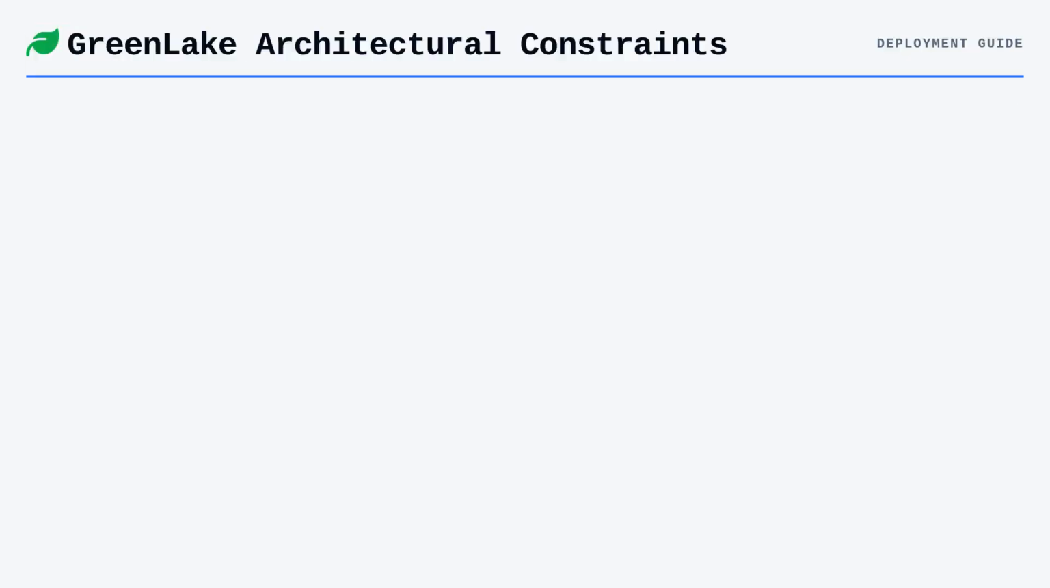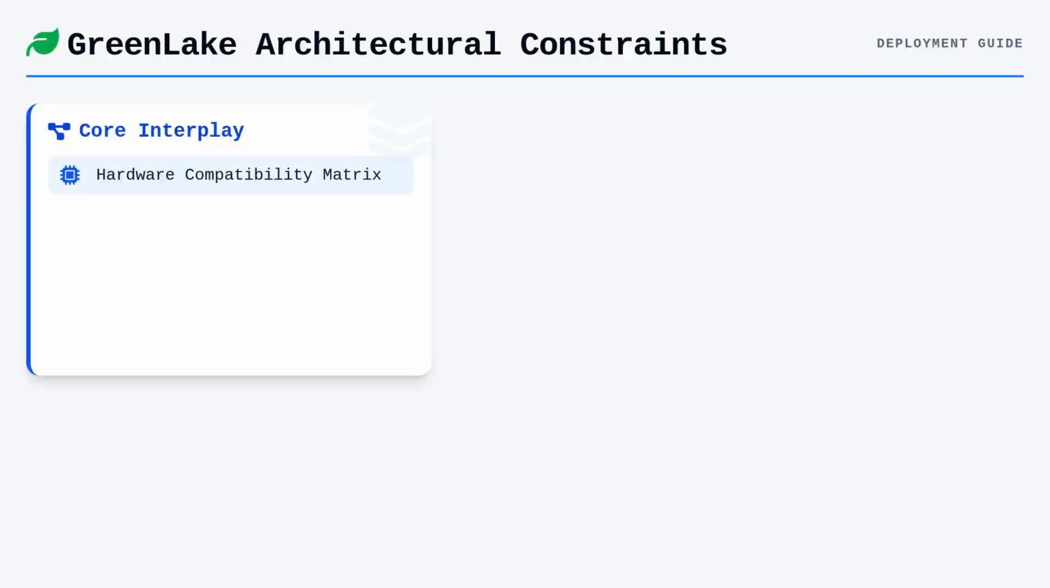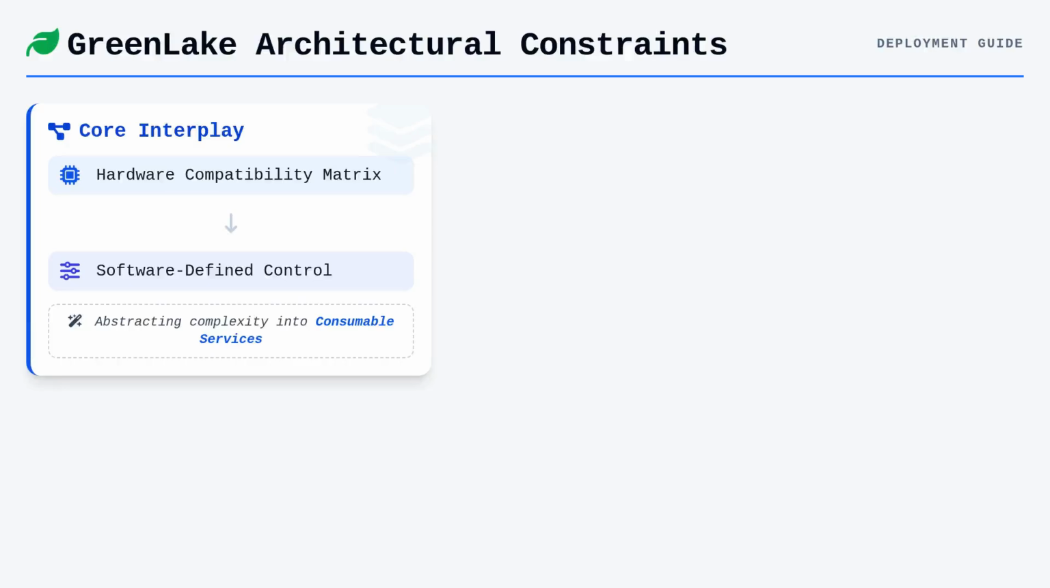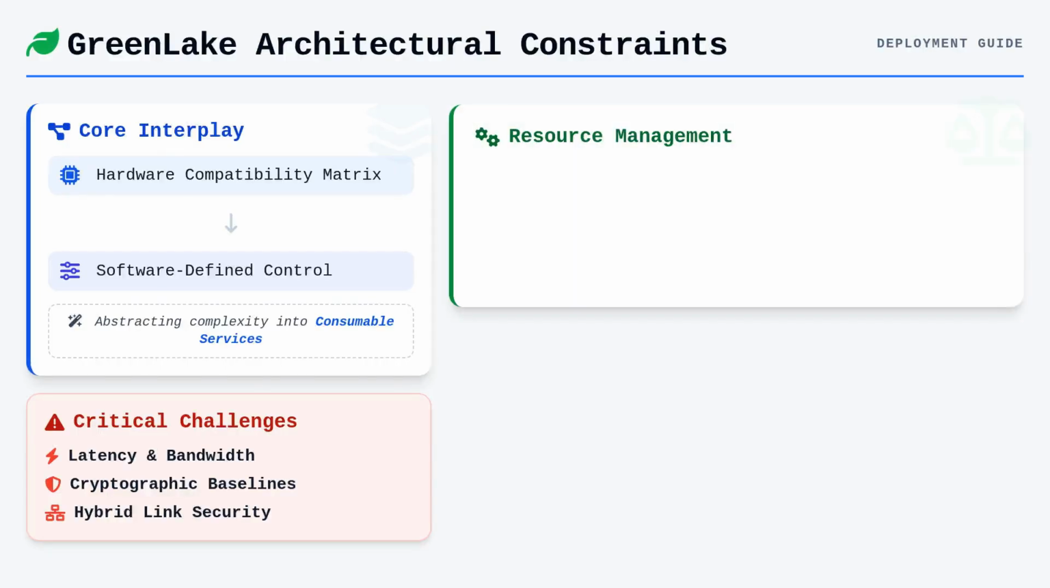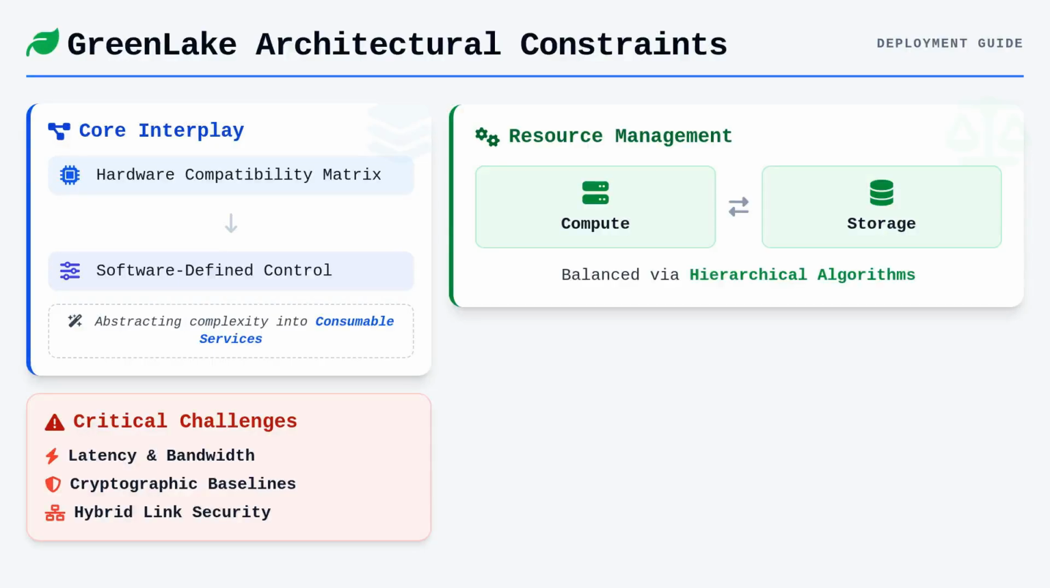To effectively navigate the architectural constraints inherent in a GreenLake deployment, you should focus on the interplay between the hardware compatibility matrix and the software-defined control mechanisms. The agility of this model depends on the ability of the platform to abstract complex hardware configurations into consumable services. When configuring these architectures, practitioners often encounter challenges related to latency, bandwidth, and the cryptographic baselines required for data protection across hybrid links. The platform employs a hierarchical approach to resource algorithms, which determines how compute and storage capacity are balanced against the demands of the workloads hosted within the ecosystem.